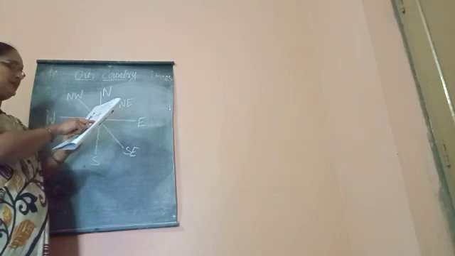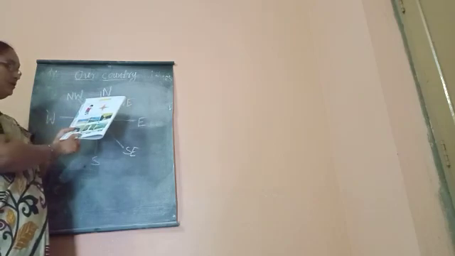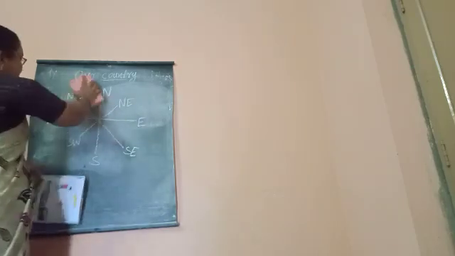Next, name the water bodies with the help of the given words. See, here some pictures are given, and here some names: strait, waterfall, gulf, river, lake, bay. Okay, see the first picture.